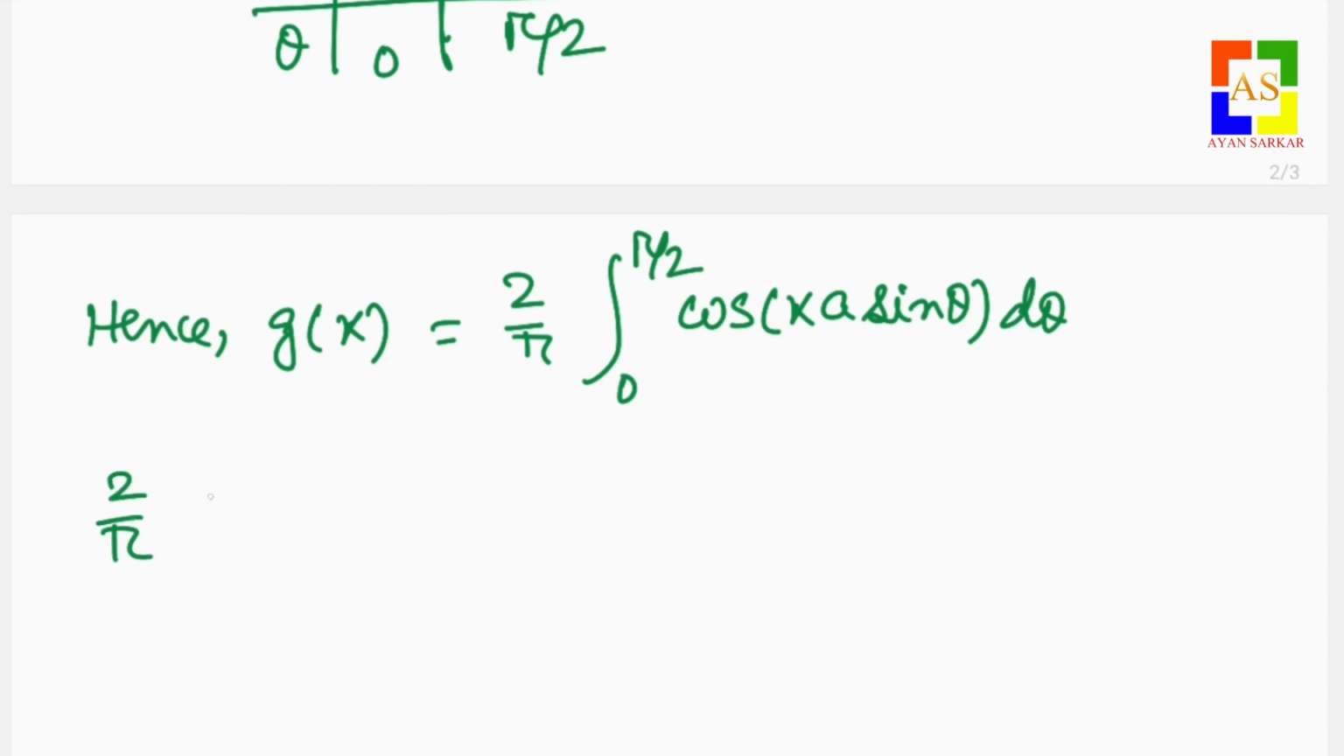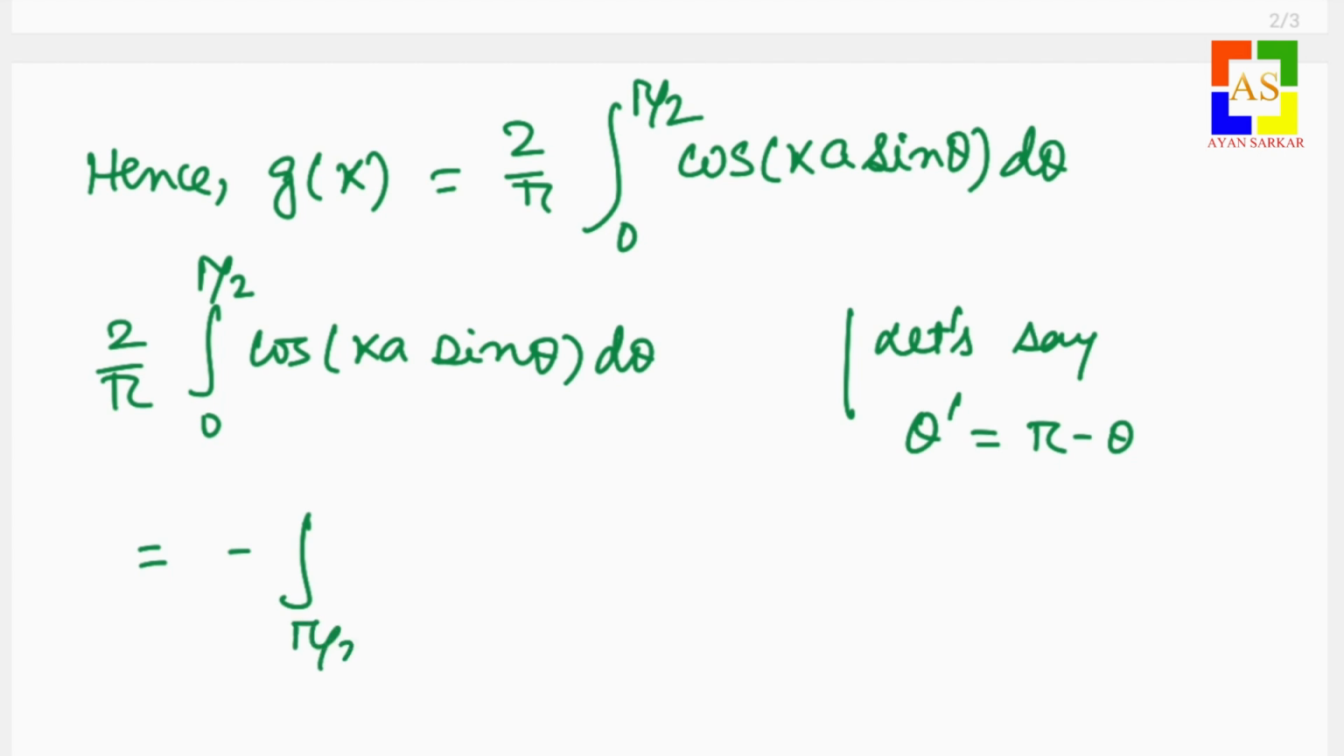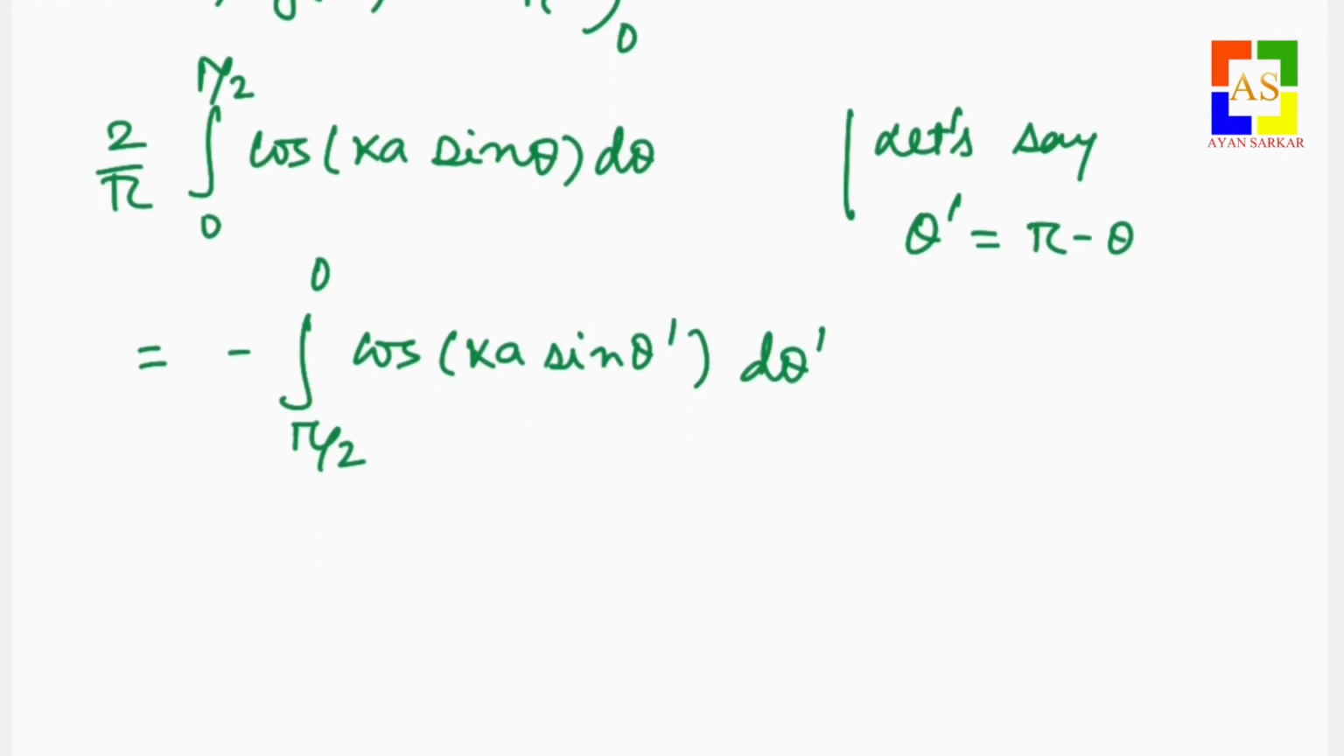So this 2 pi times integral 0 to pi by 2 of cos of k a sin theta d theta can be written as minus integration. Let's say theta dash is equal to pi minus theta. We use this trick and we make it like this: cos of ka sin theta dash d theta dash, which should be 0 to pi by 2 of cos of ka sin theta d theta.